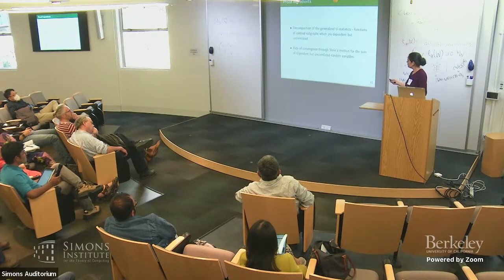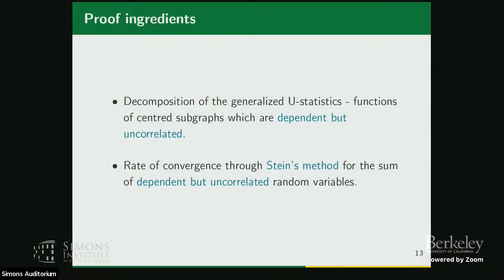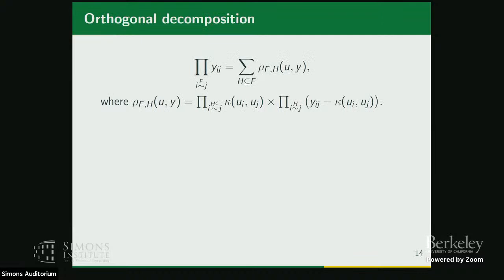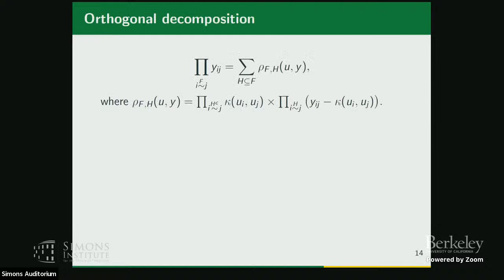So there are two main proof ingredients here, as I explained. One is the decomposition for the generalized U-statistics, which says that the terms are dependent but uncorrelated. And the next main ingredient is Stein's method: how do you get the approximation for such sums where you don't have an IID sum, but they are dependent but uncorrelated. So I'll talk about these two things a little more, just to give you the flavor of how we arrive at this decomposition.